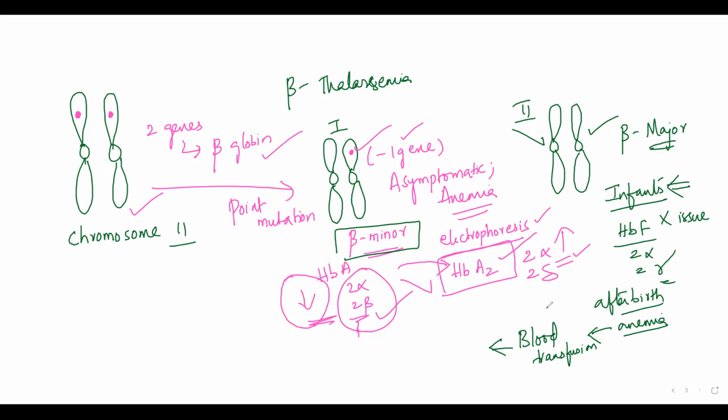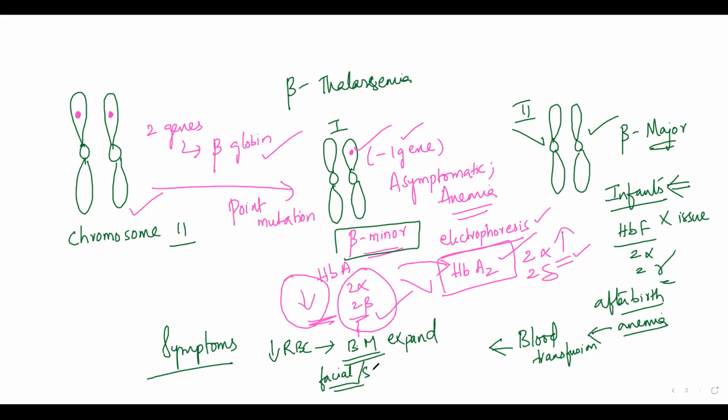That is beta major, which is very important. And remember, children, with beta major, the biggest issue, the symptoms that we are going to see, is that since there is less production of RBCs, your bone marrow is going to try to produce many of these RBCs. So the bone marrow size is going to expand. Even the facial skeleton, as well as the other parts, especially the facial skeletal appearance, is going to be very abnormal because of the bone marrow expansion.